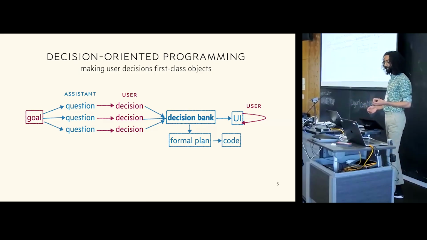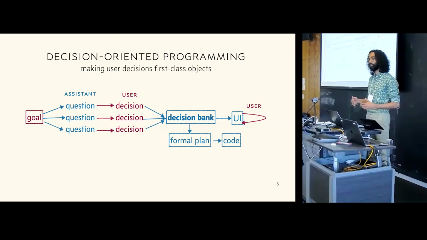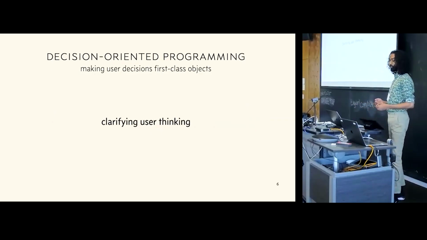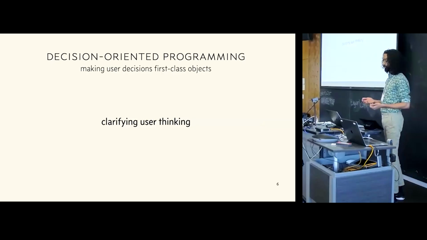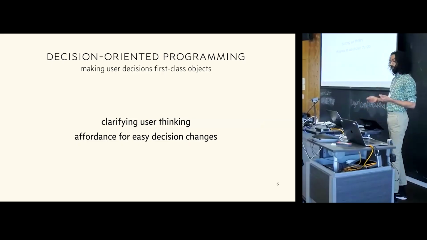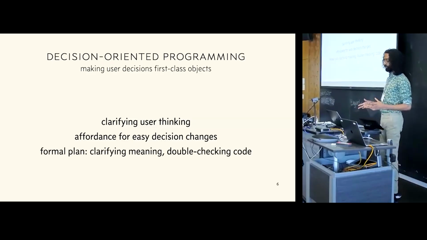I also just wanted to note here that tools like Claude occasionally ask questions to you while preparing a plan. But one of the big differences that our tool has is that it's centered around making these decisions first-class objects, and we view that as different from all the other tools. We see this approach as having three advantages. First, answering questions and seeing their decisions written down in front of them helps users clarify their thinking. Second, seeing their decisions gives them an affordance to change how their decisions affect the code. And third, encoding these decisions in a formal plan clarifies exactly what they mean and gives the assistant a way to double check that the code is correct.